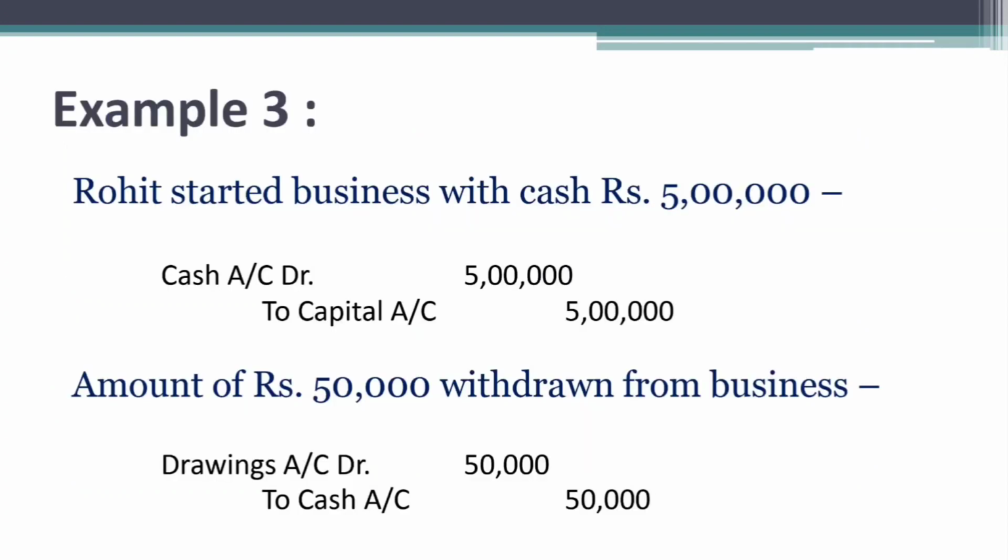Let us now see an example. Rohit started business with cash of Rs 5 lakh. In this case, capital is increased, so we credit the capital account with Rs 5 lakh. Later, the amount of Rs 50,000 is withdrawn from the business, which we know is called drawing, so we debit the drawing account with Rs 50,000.